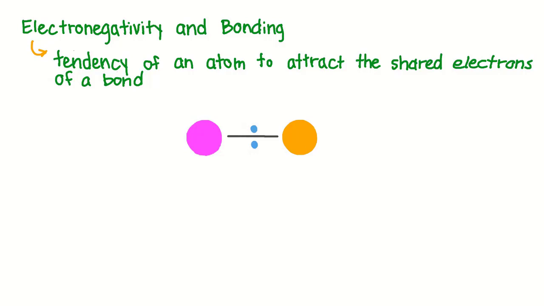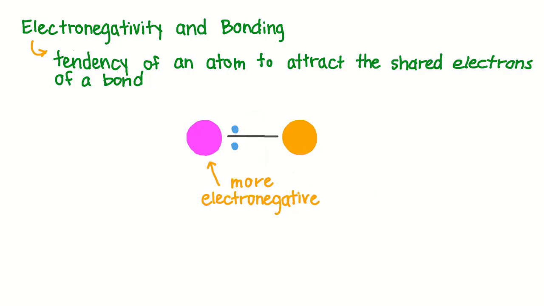Well, we might picture a bond between two atoms like this cartoon. Here, the electrons that make up the bond are being shared between the two atoms. What we have here shows that the electrons are being equally shared between the two atoms. But depending on the electronegativities of these atoms, there might not be equal sharing like this.